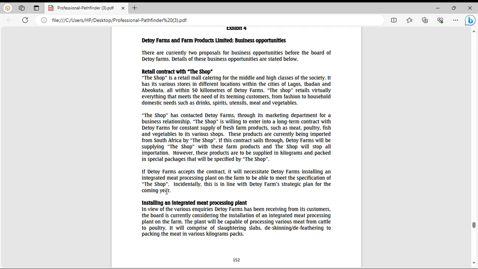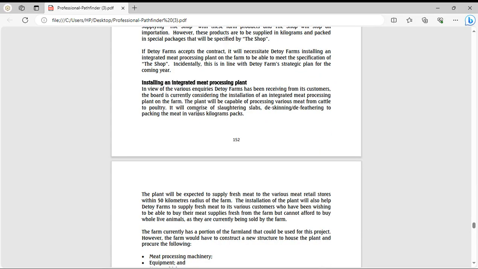So that means accepting the first contract would require us to open up another contract in that sense. The success of the contract is dependent on us installing a meat processing plant, because we will need it to actually fulfill the contract. So contract one and contract two depend on each other, basically. So now, in view of the various inquiries, now look at this.